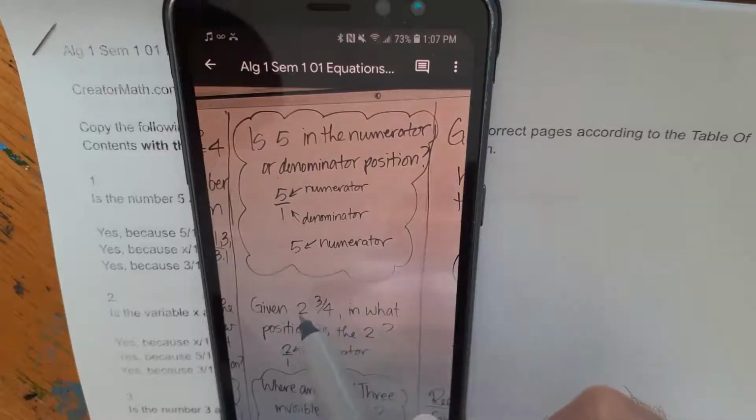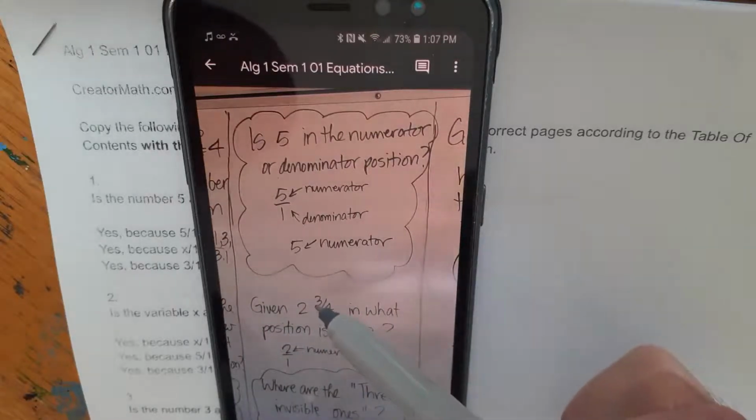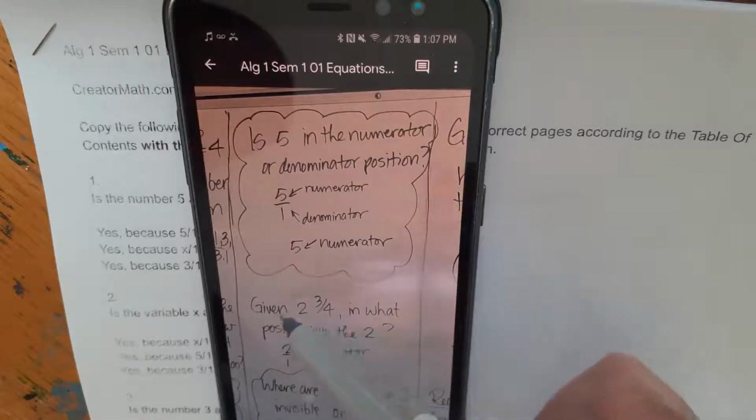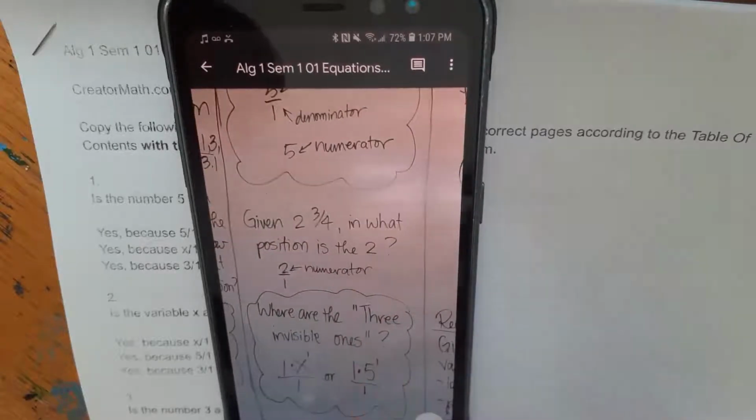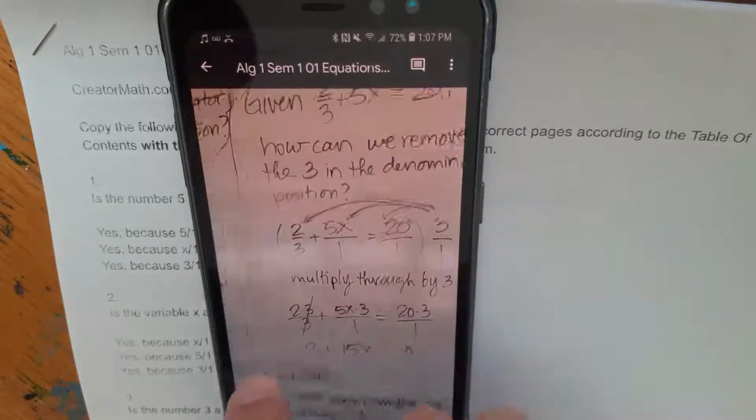Then the other idea: if you have 2 and 3/4, what position is the 2 in? We know in a fraction there's a numerator and a denominator. If you just have a 2 sitting there, what position is it in? Well, it's 2 over 1. So every number is in the numerator position if the 1 is not shown. Students have trouble with that too. This is the rule of 3 ones: 1 times a value raised to the 1 power divided by 1. The 3 ones are not shown. All right, we'll talk about that.